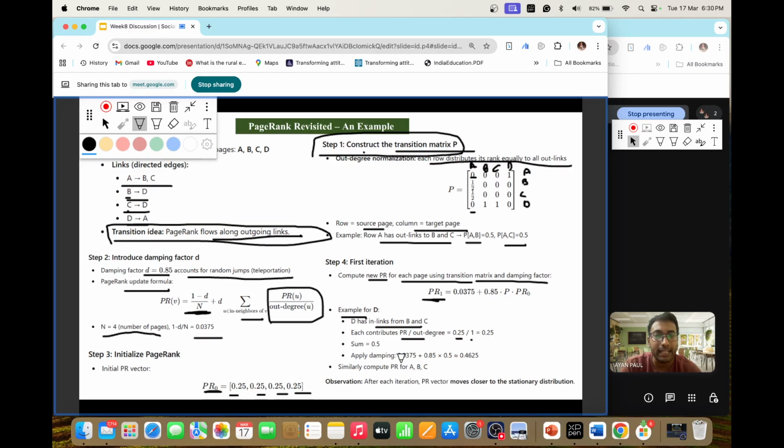Then just apply the PageRank formula. So that will be 0.0375, plus 0.85, the 85 is nothing but the damping factor, times this 0.5. So now the PageRank of D will be 0.4675. Similarly you can compute for A, B as well as C. After each iteration, the PR vector moves closer to the stationary distribution.